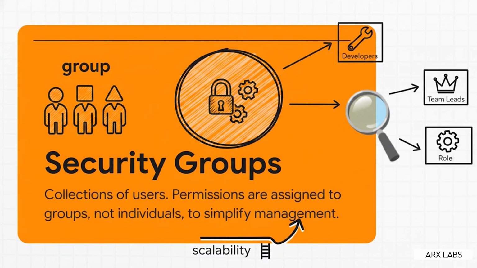Next up, we've got security groups. Now, this is the absolute foundation of a sane, manageable security plan. Look, you never, ever want to assign permissions to individual people. It's a nightmare. Instead, you create groups based on roles: your developers, your team leads, whatever. That way, you're managing the role, not the person. It's so much easier to scale.